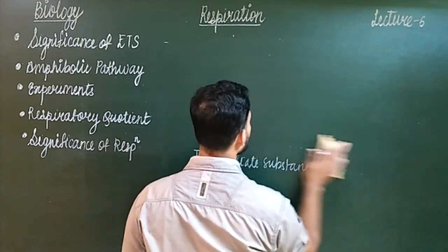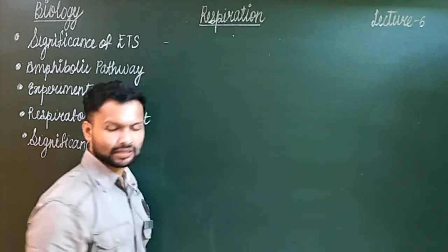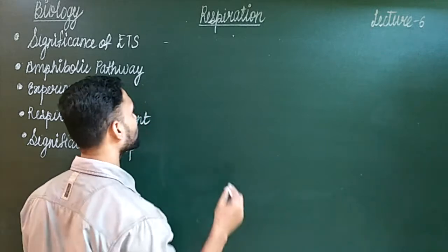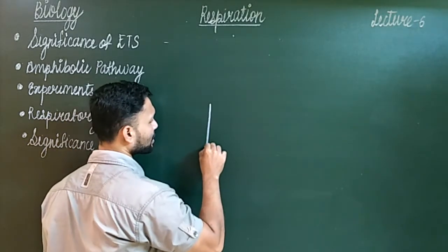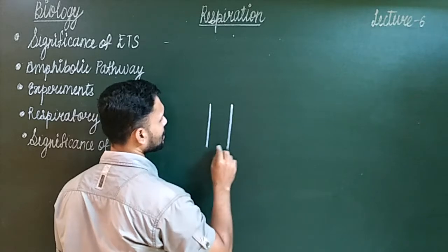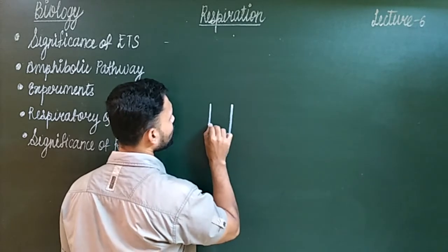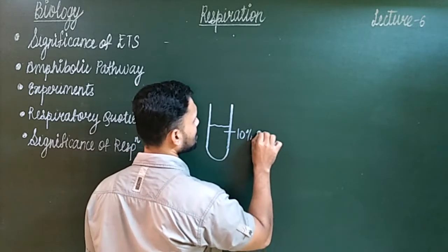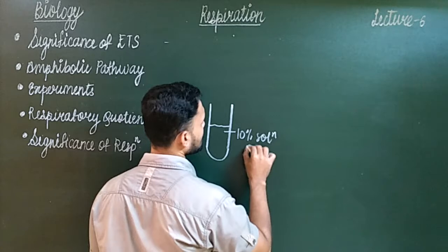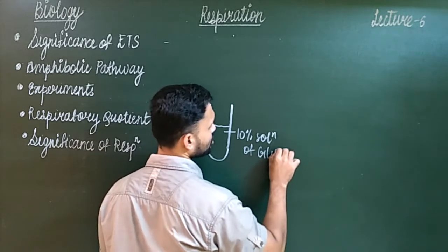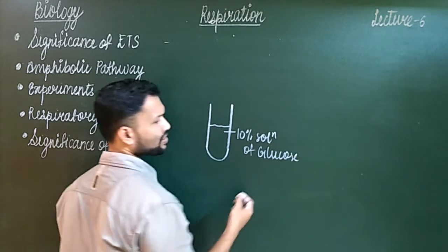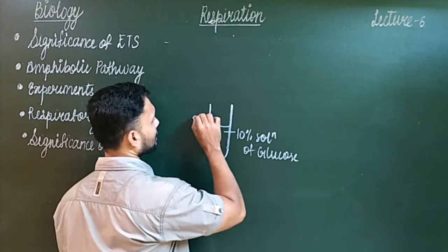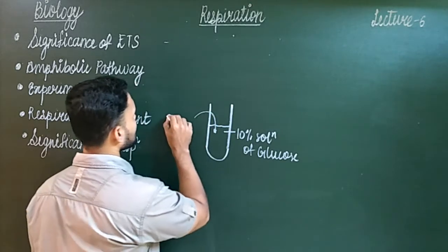Now the next one is some experiments they have given. Both experiments are there to prove anaerobic respiration. This is test tube 1, which is filled with a 10% solution of glucose. In simple words, it is a mixture of water and glucose with a glucose concentration of 10%. Remember this. Now what they have done is they have added Baker's yeast.